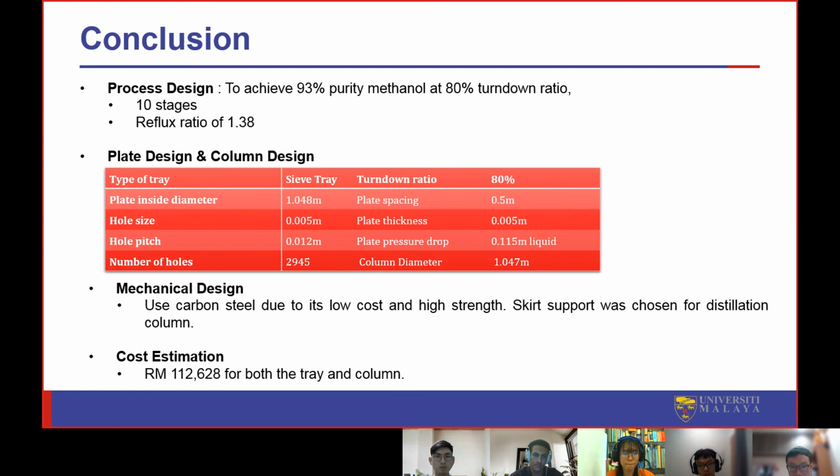And finally, I will conclude the presentation. So for our process design to achieve 93% purity methanol at an 80% turndown ratio, we will require a 10-stage distillation column with a reflux ratio of 1.38. As shown on the slides are the plate design and column designs. And for the mechanical design, we'll be using carbon steel due to its low cost and high strength. A skirt support was also chosen for the distillation column. And finally, a cost estimation of 112,628 was calculated for the cost of the distillation column.